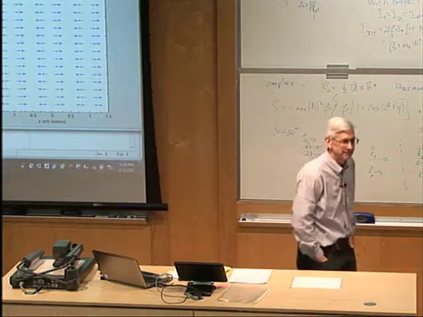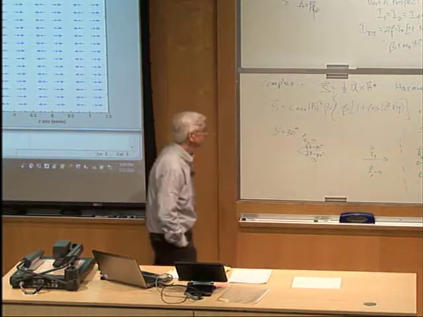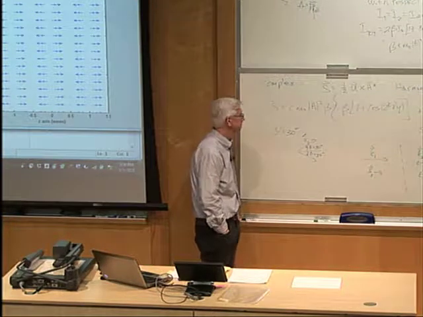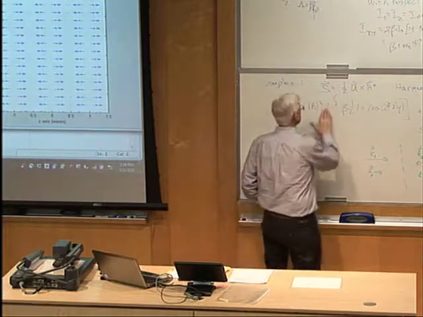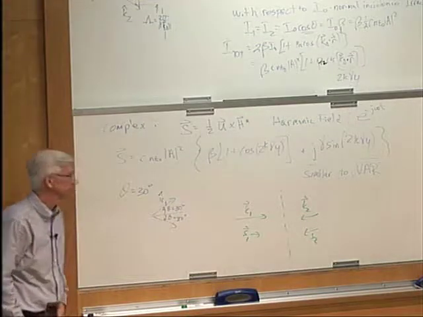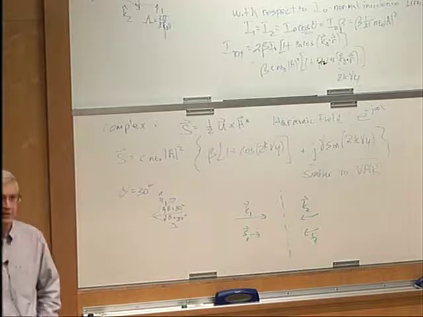Just a quick question there for the equation for the Poynting vector. Is there a beta outside of the bracket as well as inside the bracket? Oh, no, no. Sorry. Yeah, sorry about that. Thank you.